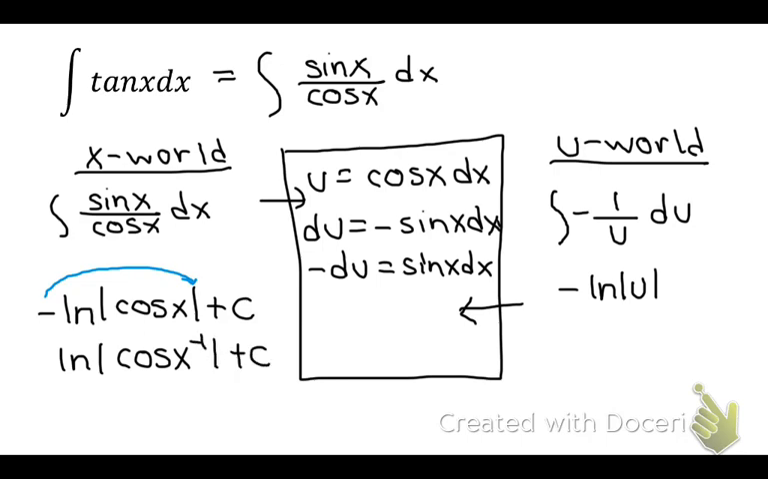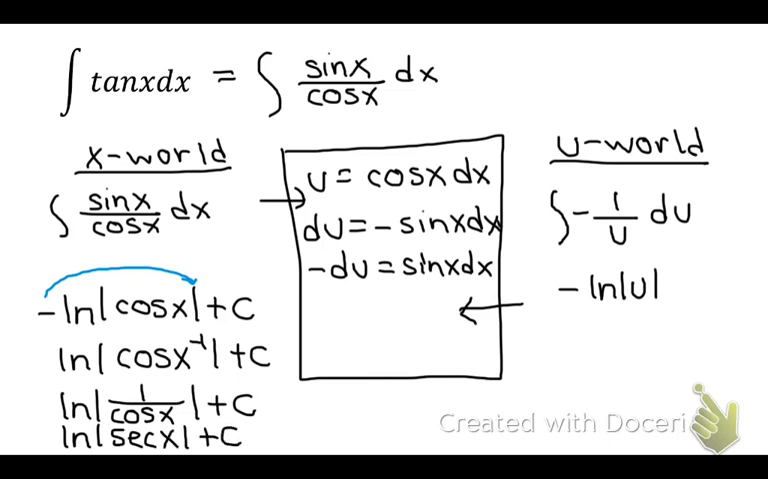But that's the same as 1 over cosine x, and 1 over cosine x is the same as secant x. So we're going to have the natural log of the absolute value of secant x plus c. And this was the answer that I gave us in class in our notes.